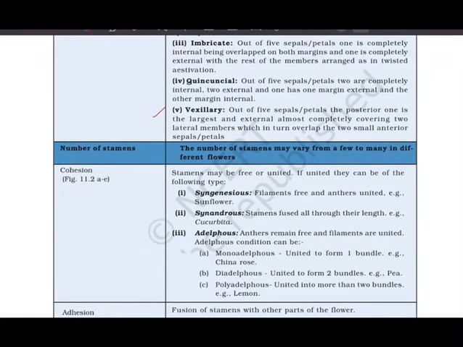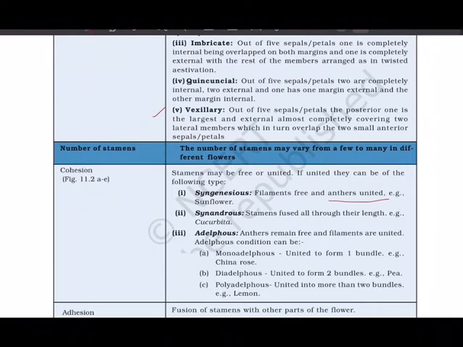Number of stamens. The number of stamens may vary from few to many in different flowers. Cohesion: stamens may be free or united. Cohesion means united. If united, they can be of the following types. First, syngenesious: filaments are free and anthers are united, like sunflower. Synandrous: stamens fused all through their length, like in cucurbita. Then adelphous: anthers remain free and filaments are united.